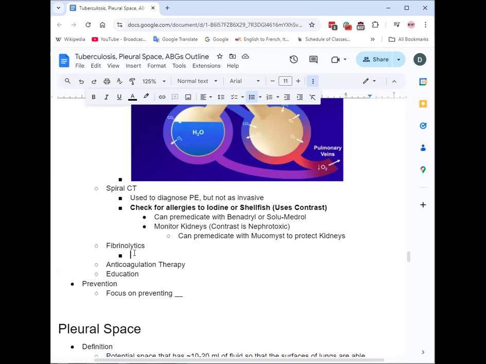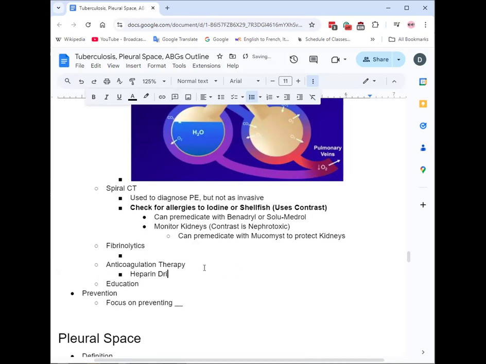So not to be confused with your heparin. Heparin is not a fibrinolytic. It's an anticoagulant, so that one would go here, specifically a heparin drip. The fibrinolytic is a clot buster. This is done if there's a huge pulmonary embolism. Examples of these would be alteplase, the TPA, and urokinase.